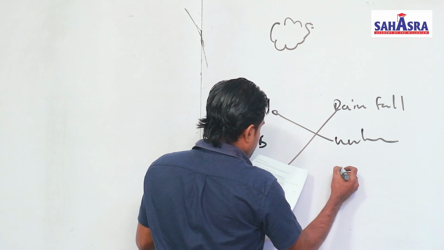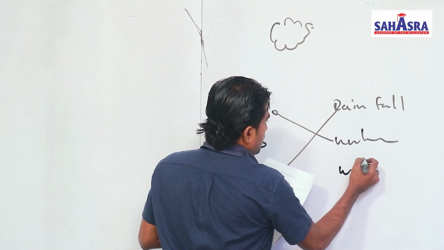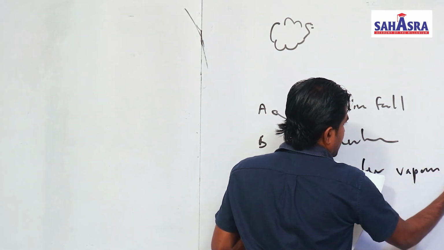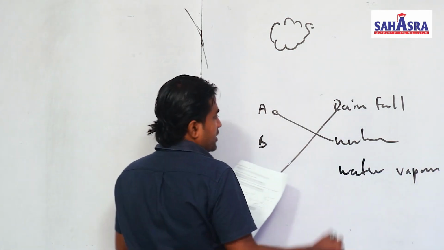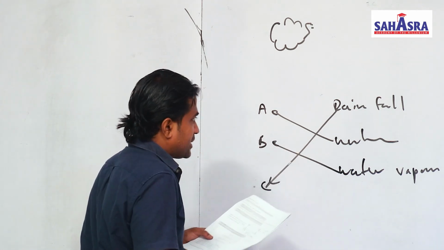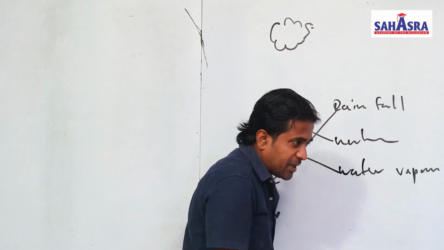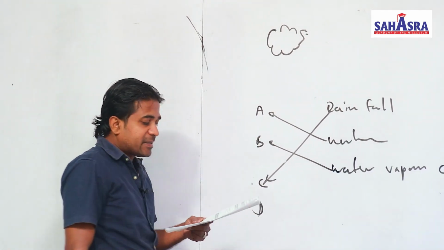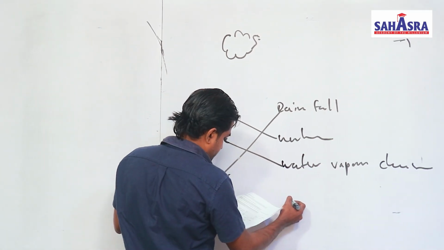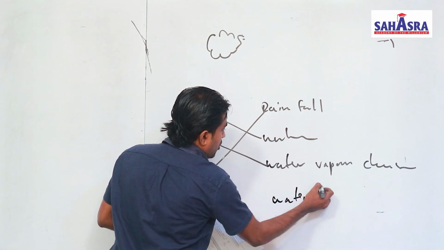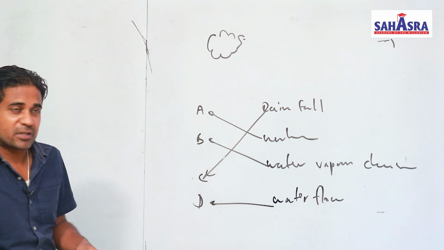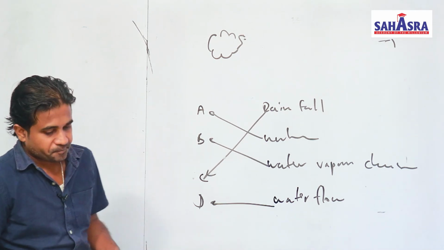The third one, water vapor changes into water. That is shown by the part B. Water flows into the lakes or seas. After the rain, you know that the water flows into the lakes or the sea. That is represented by the letter D, of course. Water flow is represented by the D. So that is the correct sequence of the matching here.